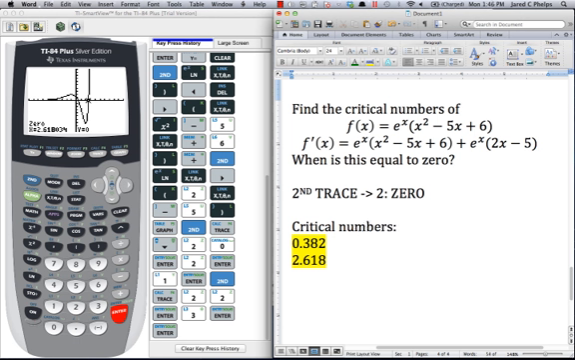Right? So in the homework tonight, if you've got a calculator problem where you need to find critical numbers, that's how you do it. Hope that helped, and I'll see you in class tomorrow.